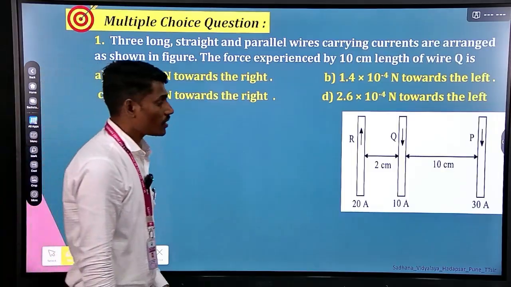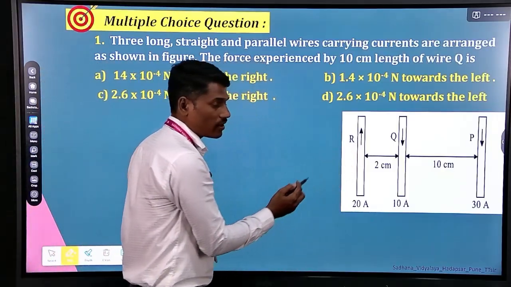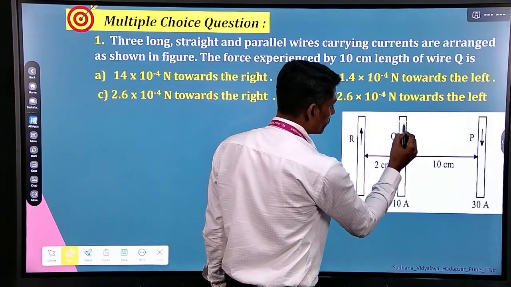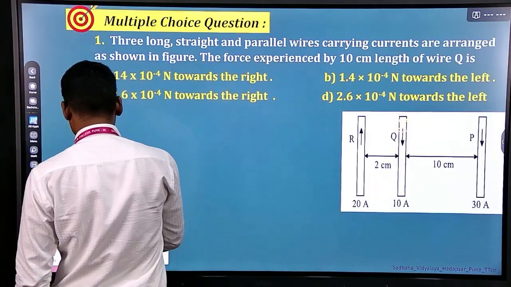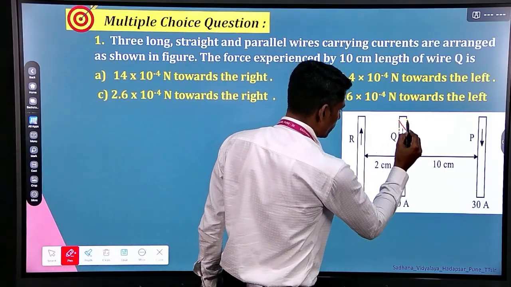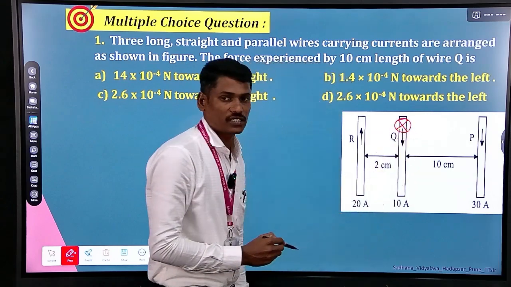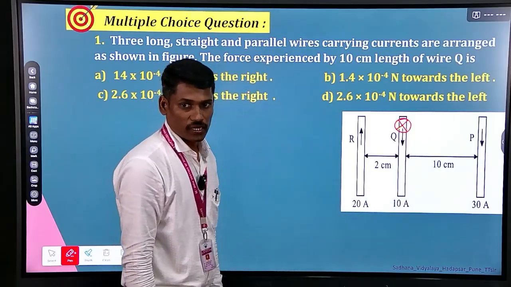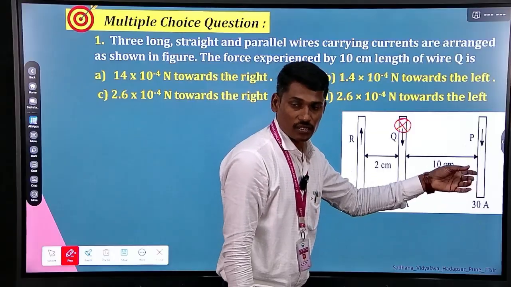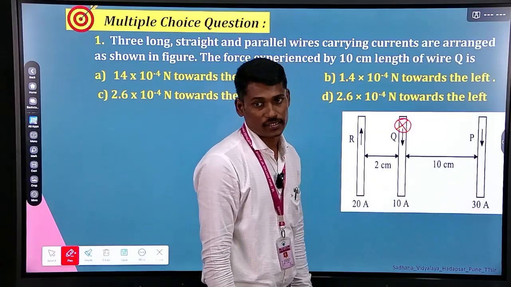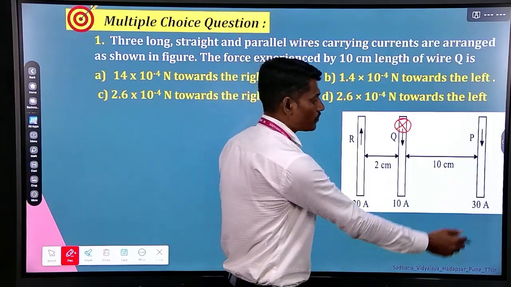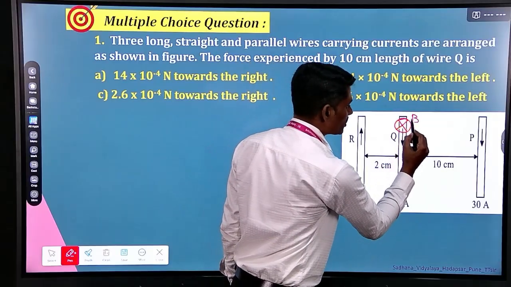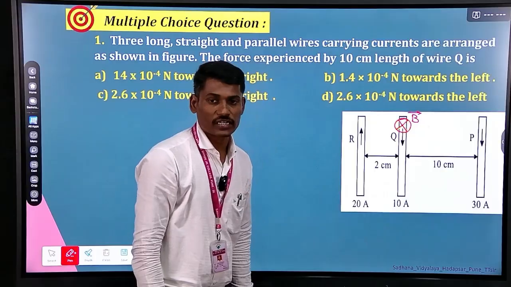Here the current flowing through the first wire is in upward direction. Therefore the magnetic field produced by this wire is in inward direction. That means the conductor Q is in a magnetic field, and the direction of that magnetic field is inward and perpendicular to the conductor or wire. Now similarly, the current flowing through the wire P is in downward direction. Therefore, according to the right hand thumb rule, the direction of the magnetic field produced by the wire P is also in inward direction. That means this is the direction of the magnetic field for the conductor Q.